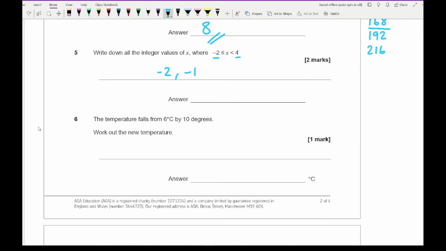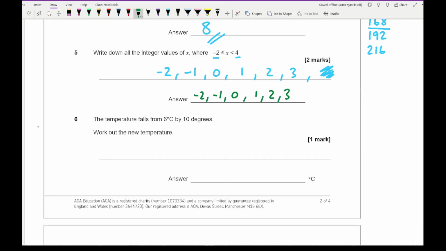So I get -2, -1, 0, 1, 2, 3, 4. Now, if it's got an equal sign, it means we get to keep that number. If it doesn't, we get rid of it. So here we've got a line underneath the inequality of -2, so that one's fine. But we don't have one on 4, so I get rid of that and then just write down the list again. So I've got -2, -1, 0, 1, 2, and 3.